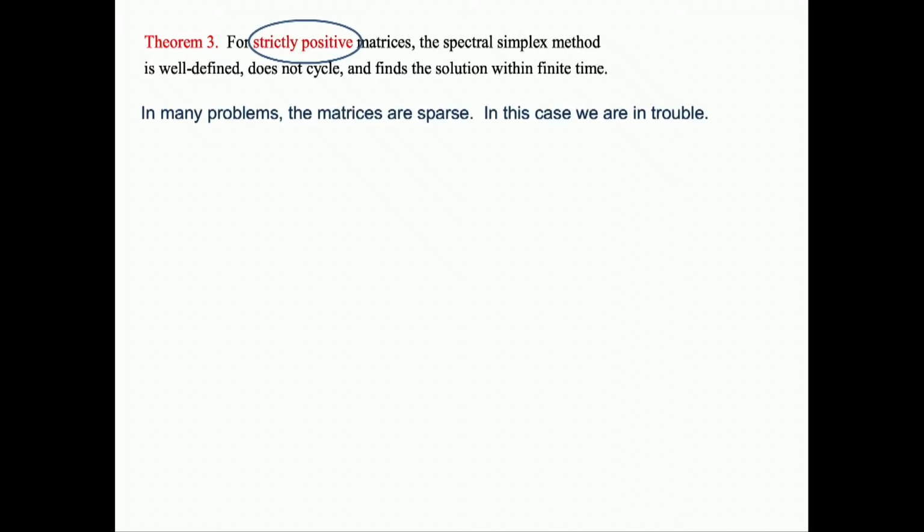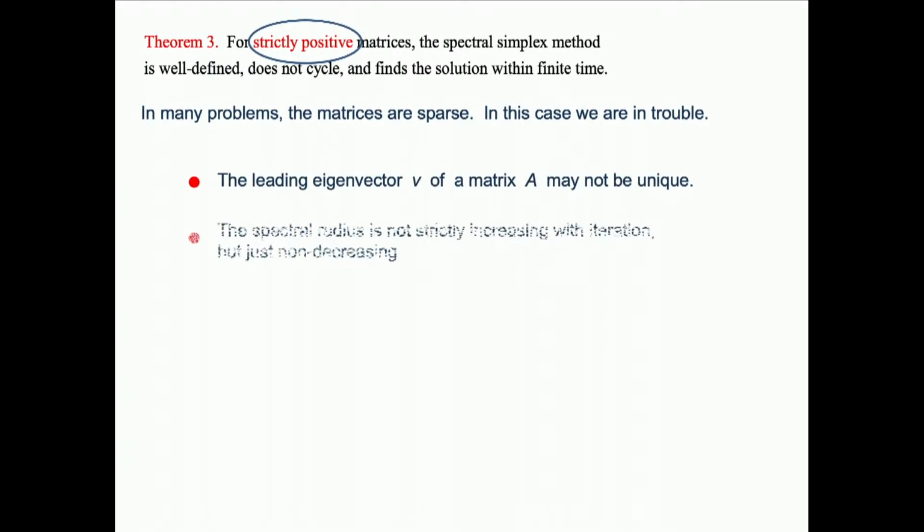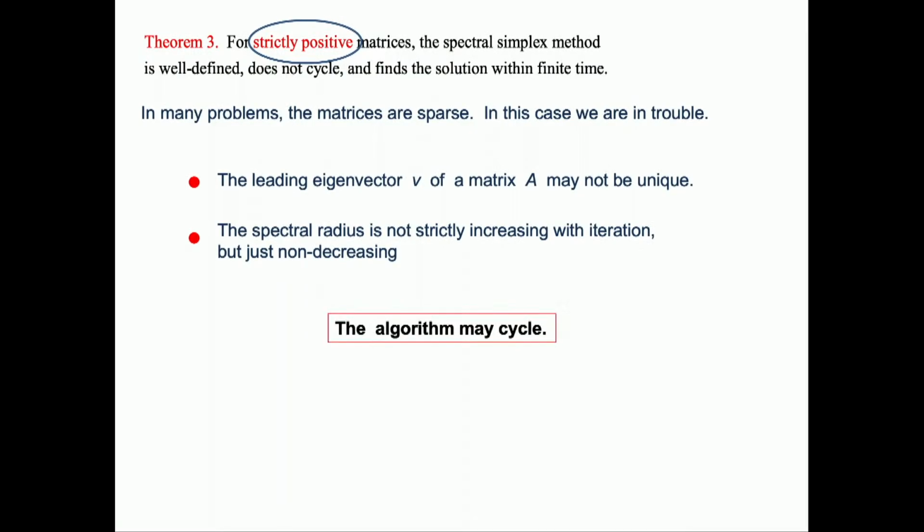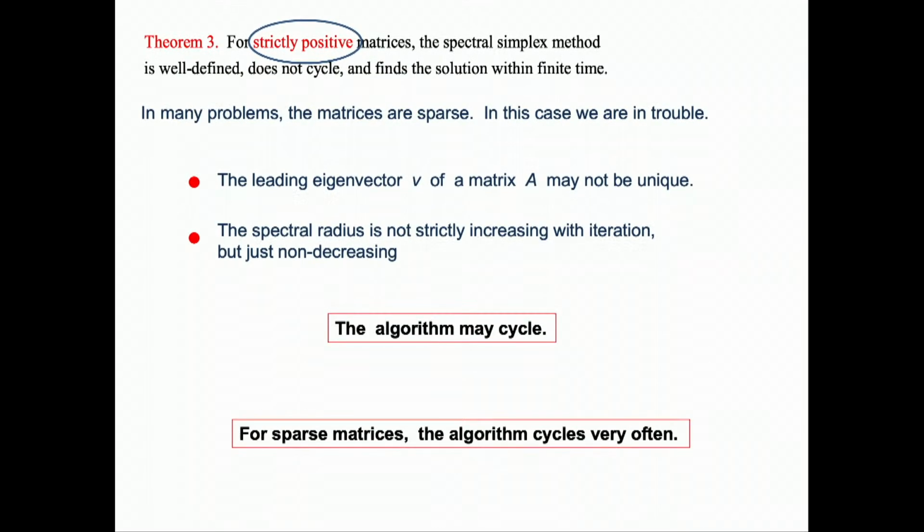However, here I should stress it is strictly positive. What happens if the matrix has zeros? It appears that for sparse matrices, the algorithm cycles. And moreover, for the minimization problem, it cycles very often. Again, the reason is that when we're looking for the minimization, then around the local minimum, we have the singularity. We have many eigenvalues almost equal to each other. And if all those eigenvalues are equal, then the algorithm cycles.